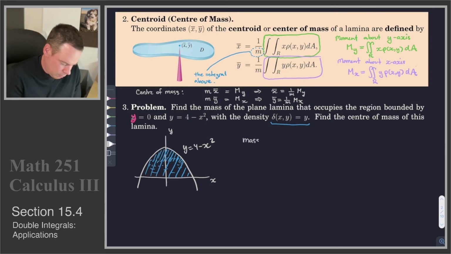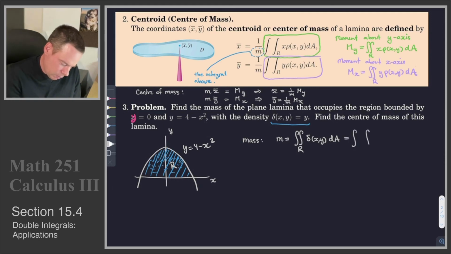So to find the mass, we just integrate the density function over the region. So the mass is given by the integral over that region, let's call it R, of our density function. Our density function in this case is given by the name delta. So delta of x, y, dA. So what is that in this case?